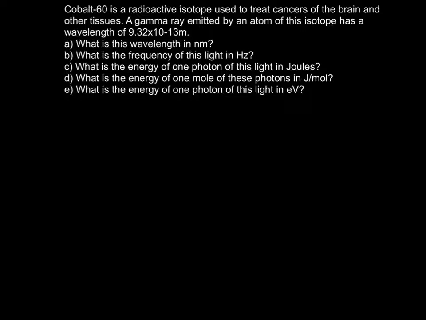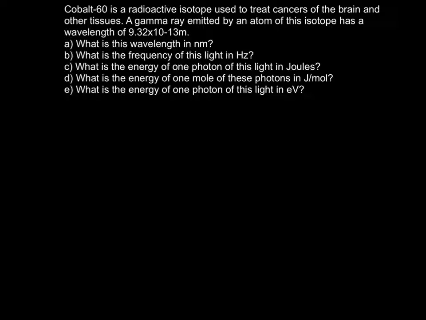So today we're looking at a question in your workbook. In particular, it's chapter 6.1 and the question is skill builder number 31. And so here's the question itself. Cobalt-60 is a radioactive isotope used to treat cancers of the brain and other tissues. The gamma ray emitted by an atom of this isotope has a wavelength of 9.32 times 10 to the negative 13 meters. And then we have parts A, B, C, D, and E. So we'll walk you through it, but at this point, you should pause the video, try to work through the questions yourself, and then just come back and we'll help you out.